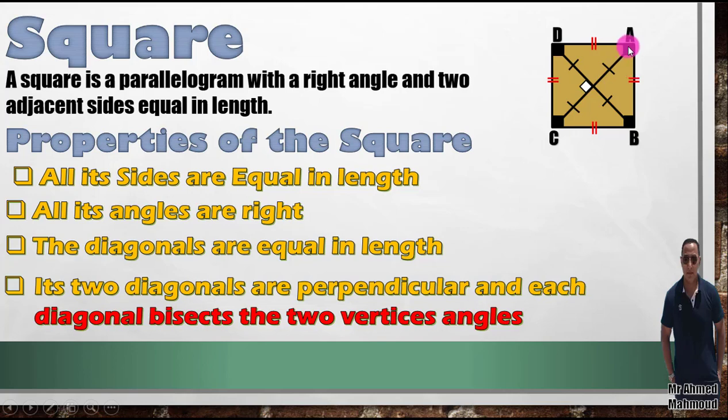For example, if angle A is 90, the diagonal bisects this angle into 45 and 45. Also angle B will be divided into 45 and 45, also C, also D. Now again, all sides are equal, all angles are right, the diagonals are equal, the diagonals are perpendicular, and the diagonals bisect its angles. These are the properties of the square.